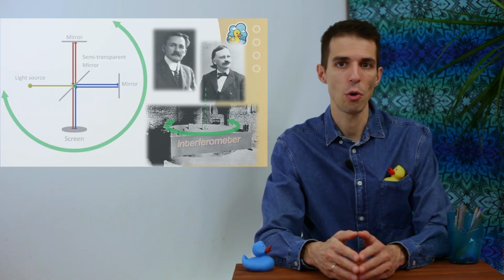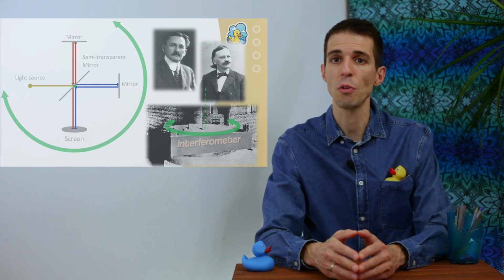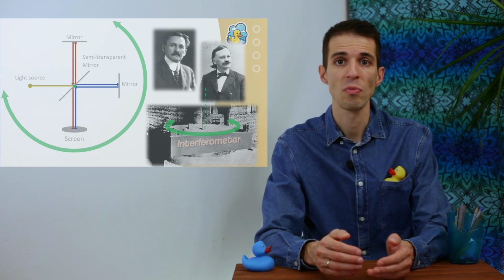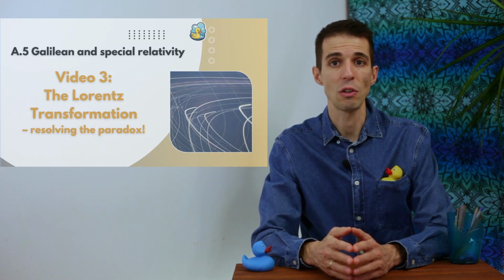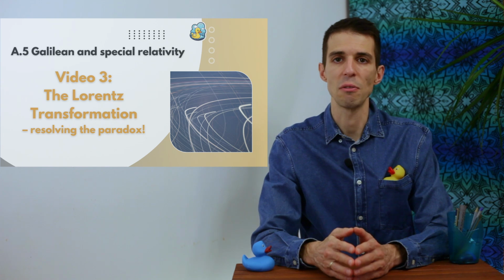In the last video, we saw how the Michelson-Morley experiment challenged the concept of absolute motion. Today, we will explore the mathematical framework that reconciles the absolute speed of light with the laws of motion, the Lorentz transformations. Let's dive in.